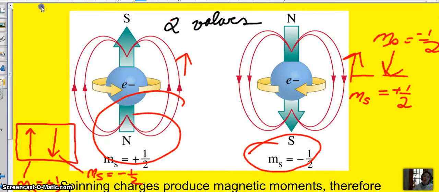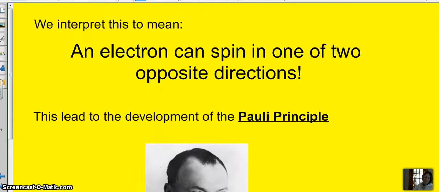So there's a fourth quantum number. In addition to the energy level, the n, the sublevel, the l, the orbital, the m sub l, now we can state in what direction the electron is spinning. And an electron can spin in only one of two opposite directions. And this led to the idea of the Pauli principle.